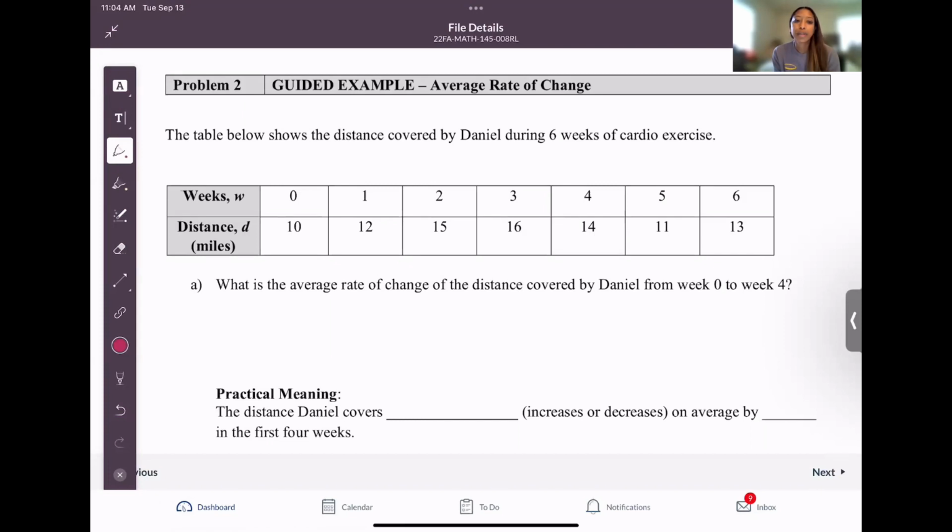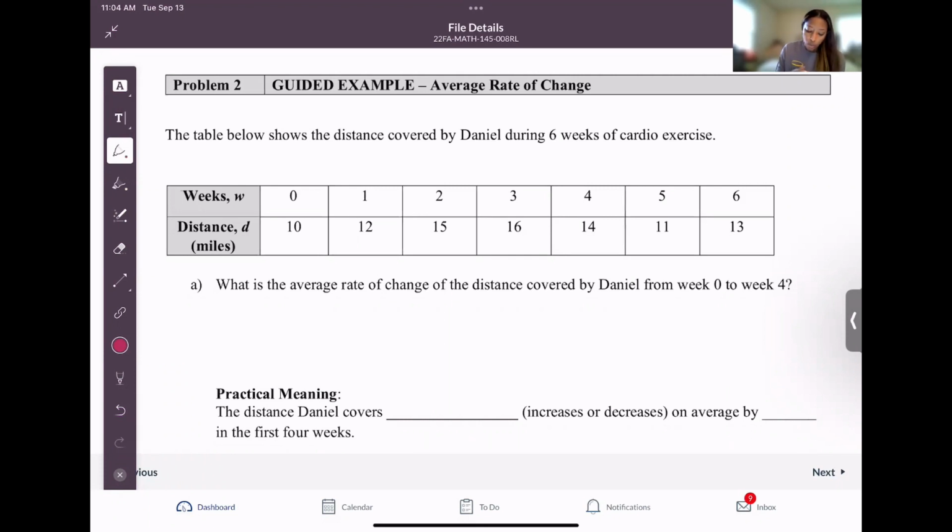In the table below, we see the distance covered by Daniel during 6 weeks of cardio exercise. So our good friend Daniel started working out, doing cardio for 6 weeks. At the top of this table, we see the weeks. And then at the bottom, we see the distance that he's running, in miles. So in week 0, Daniel did 10 miles. For week 1, 12 miles, week 2, 15 miles, week 3, 16 miles, and so on.